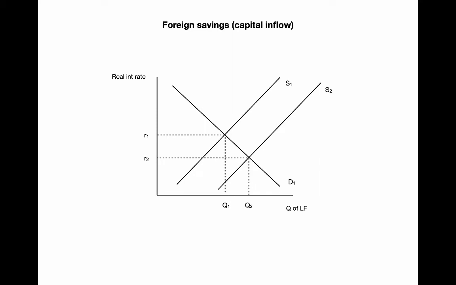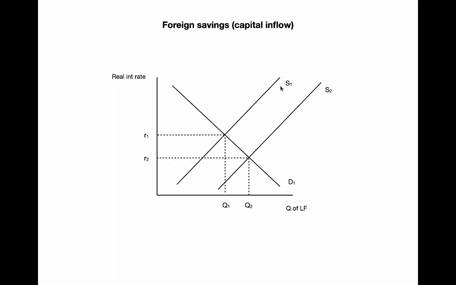Okay, so one other source of savings, if we now open up the economy to the rest of the world, we could have not just domestic savings, but also foreign savings. We'll call that capital inflow. Here we mean financial capital when we use it in this context. So this is kind of jumping ahead in terms of the Mankiw textbook, but we'll see this later on.